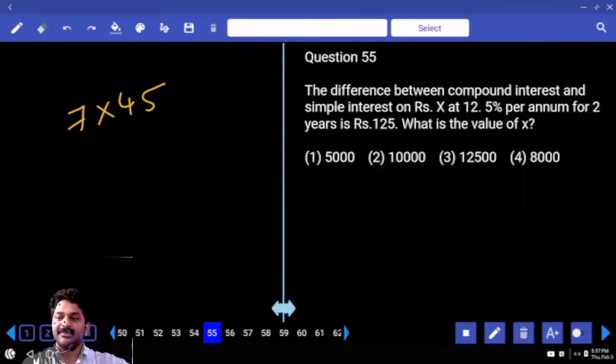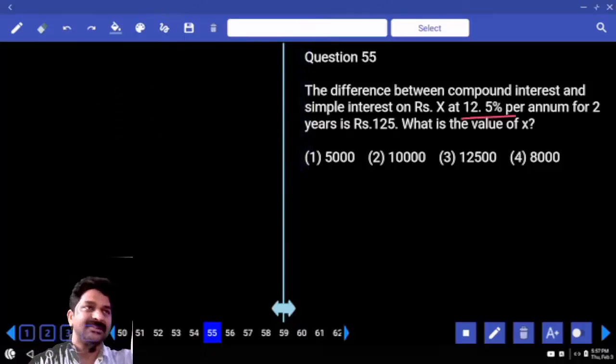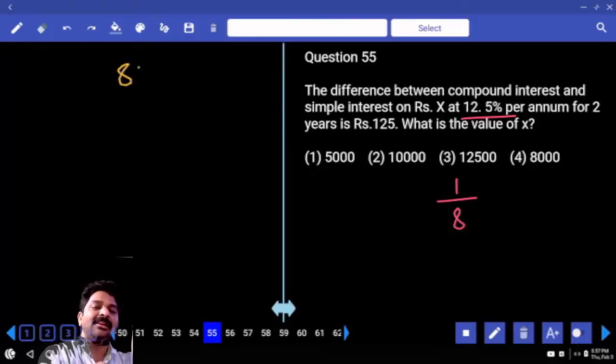Right. What is the difference between compound interest and simple interest? Sorry. The difference between simple interest and compound interest on X rupees at 12.5% per annum for 2 years is 125. What is the value of X? 12.5 percentage. Not easy to calculate. So fractional form? 1 by 8. So when we have a fraction, we'll start with the denominator only. What is our denominator? So I'll treat 800 percentage as our principal.